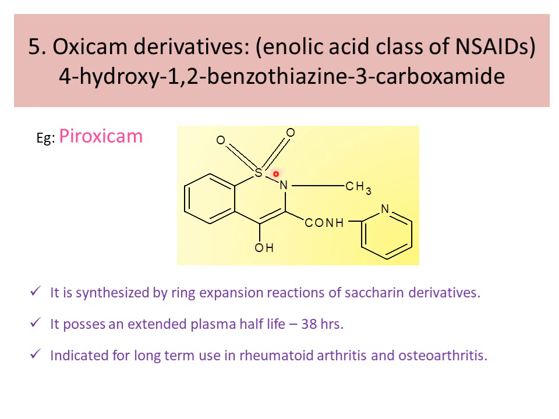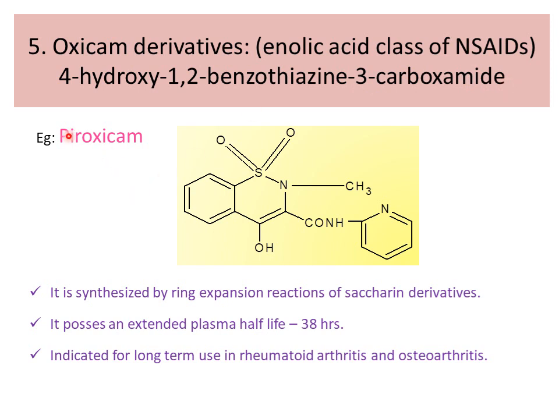At the first position, if it does not possess sulfur and nitrogen, we can simply name this one as benzene. In the structure of benzene, at the first and second positions it possesses sulfur and nitrogen, so we can name it 1,2-benzothiazine. And at the third position it possesses a carboxamide. So what is the other name for oxicam derivatives? The chemical name is 4-hydroxy-1,2-benzothiazine-3-carboxamide. That is the chemical name of the oxicam derivatives.